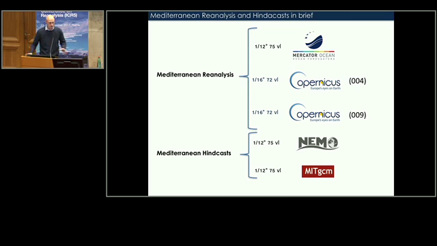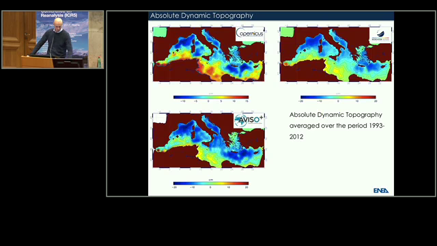So this is just to give you an idea. We are comparing 3 reanalyses, one made available by Mercator, 2 by Copernicus, and then 2 INCAS. One done with NEMO, and the other one with the MIT GCM. The 2 models, NEMO and the MIT GCM, share the same grid, the same forcing, the same bathymetry.